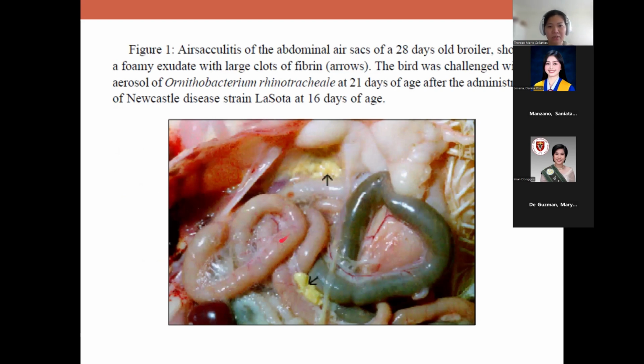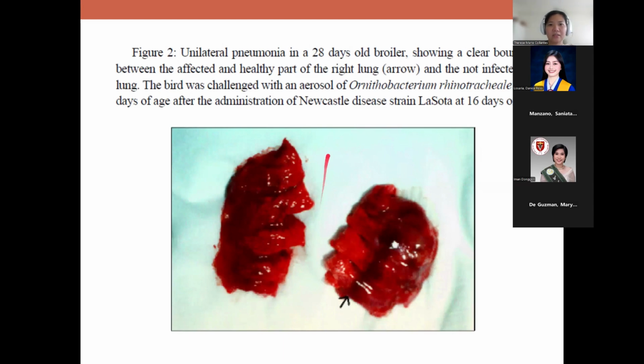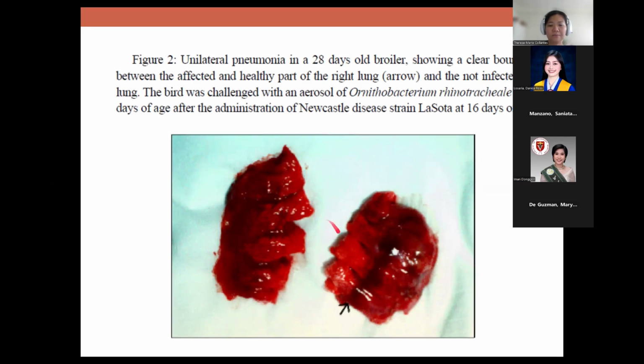So here we see the abdomen, we see the intestines, and we see these foamy exudates as well as the large clots of fibrin that are present in the abdomen. So this is associated with Ornithobacterium rhinotracheale. And here we also see the lungs of the birds, and this is a pneumonia. On this side, we can see some lesions. We have dark red areas, which indicate that there is pneumonia, there's damage to the lungs.